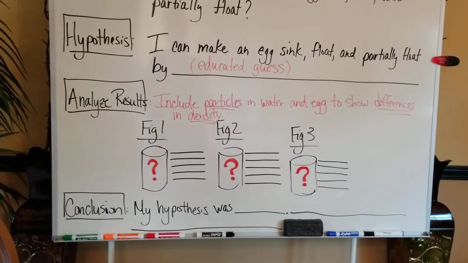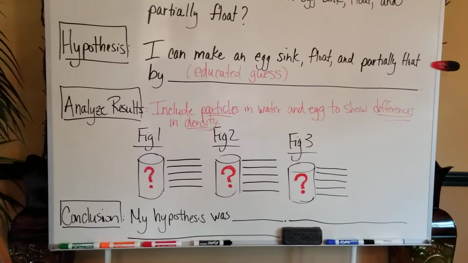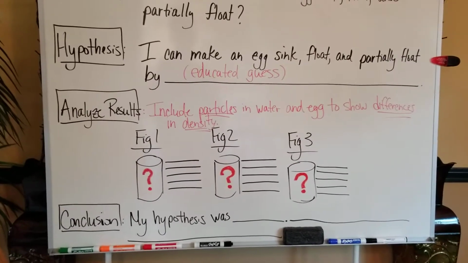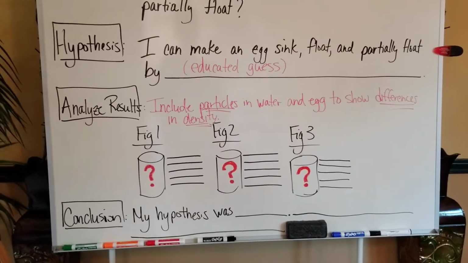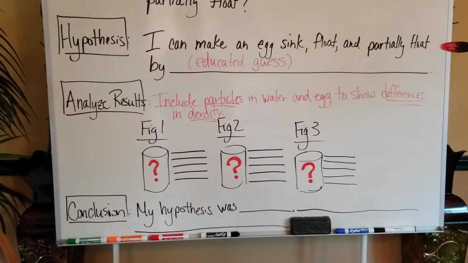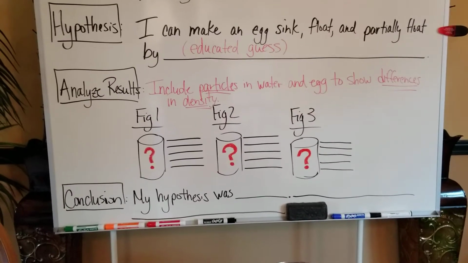When you analyze your results, what I'd like for you to do on the worksheet, I have 3 glasses. What I'd like for you to do is draw the egg and the water, and if you use food coloring, you can color it in. And make sure that you include the particles in the water and the egg to show the differences in density.